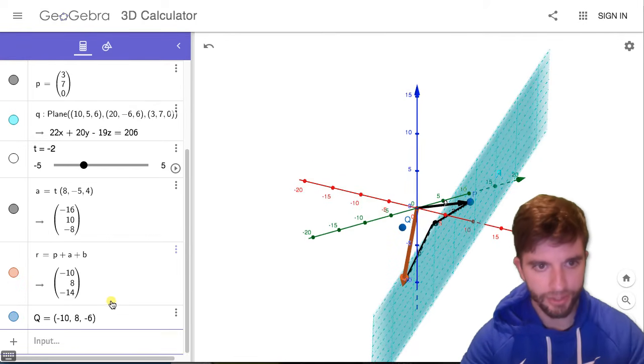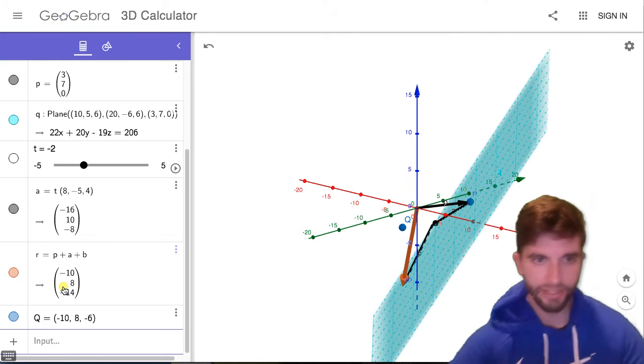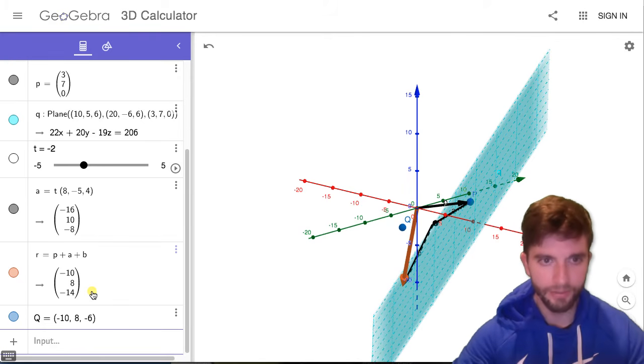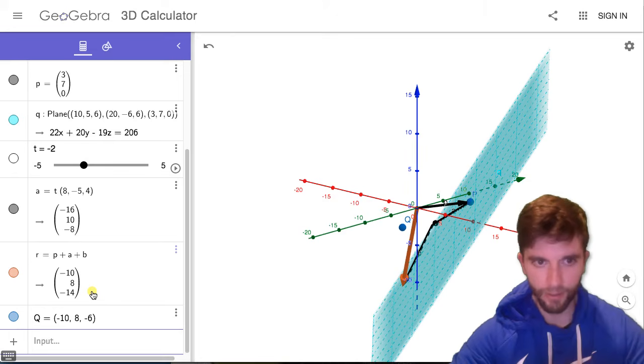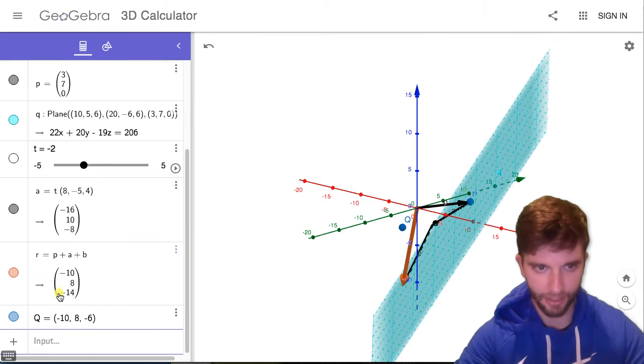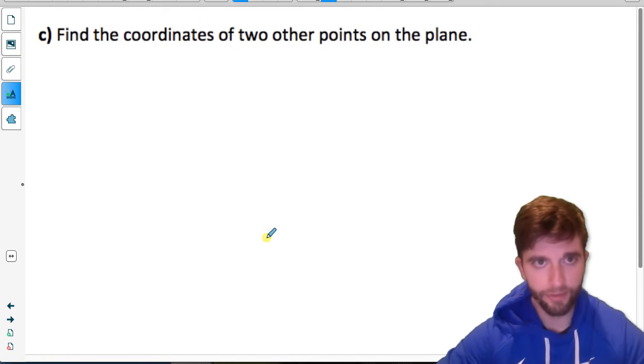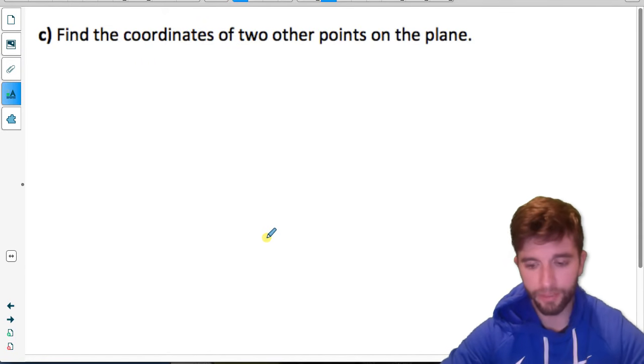Right here I have the resultant vector showing me the x, y, and z components. It takes me to an x coordinate of negative 10 and a y coordinate of 8, but it does not take me to the z coordinate of negative 6 that point Q has. It takes me to the z coordinate of negative 14. When we did our left side, right side check in equation 3, we got negative 6 does not equal negative 14, right? We figured out it takes me to negative 14, but we wanted it to take me to negative 6.